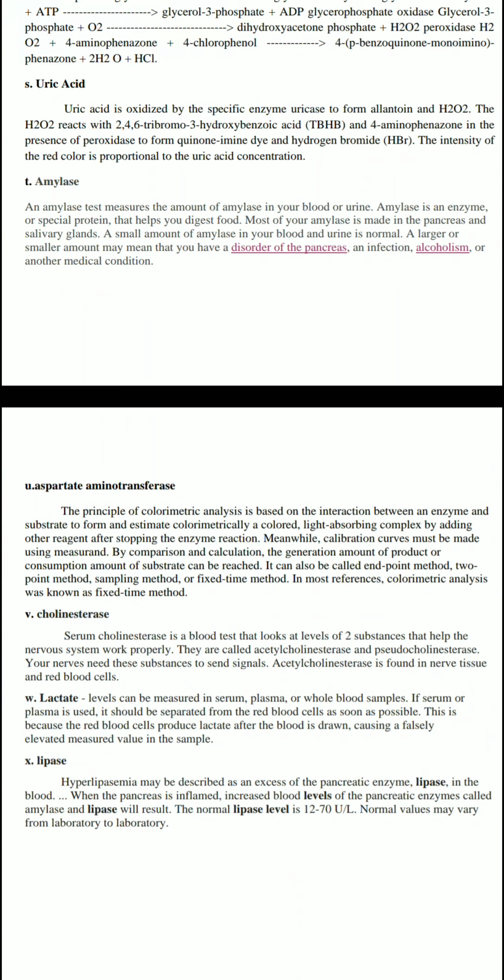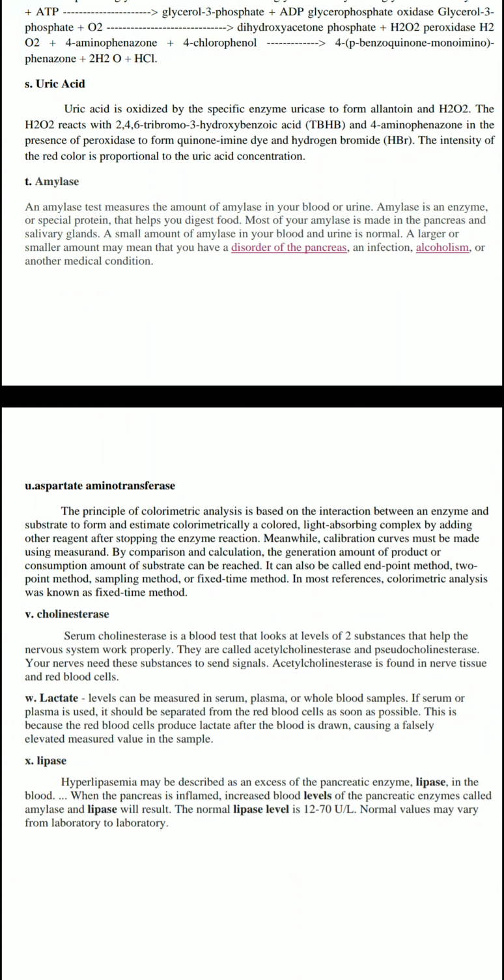Now the test for lactate. The levels of lactate can be measured in serum, plasma, or whole blood sample. If serum or plasma is used, it should be separated from the red blood cells as soon as possible. This is because the red blood cells produce lactate after the blood is drawn, causing a falsely elevated measured value in the sample. Now the last test is for lipase.